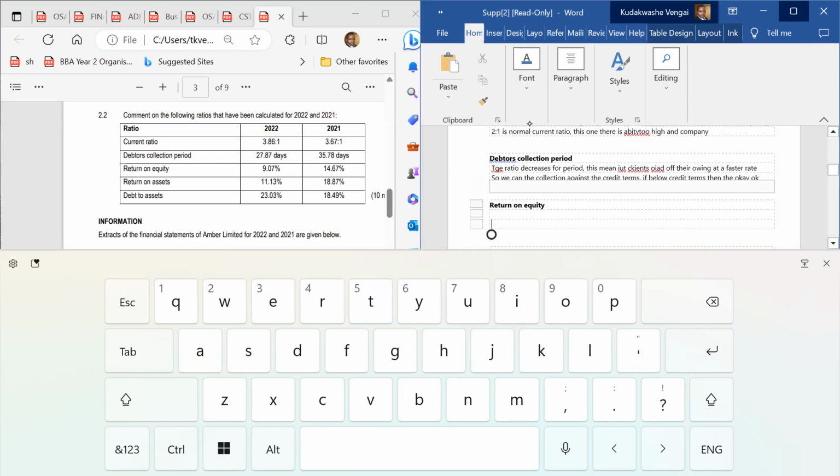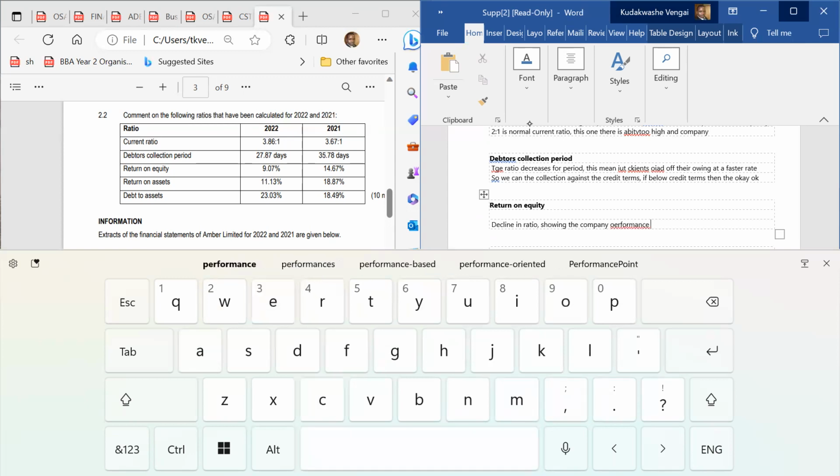You go to the next ratio, return on equity. You can see return on equity there, it was 14%, now it's 9%, right? So there was a what? A decline, right? Showing what? The company performance is now worse off. Right. So that's our comment. It declined, showing that the company's performance is now worse off.